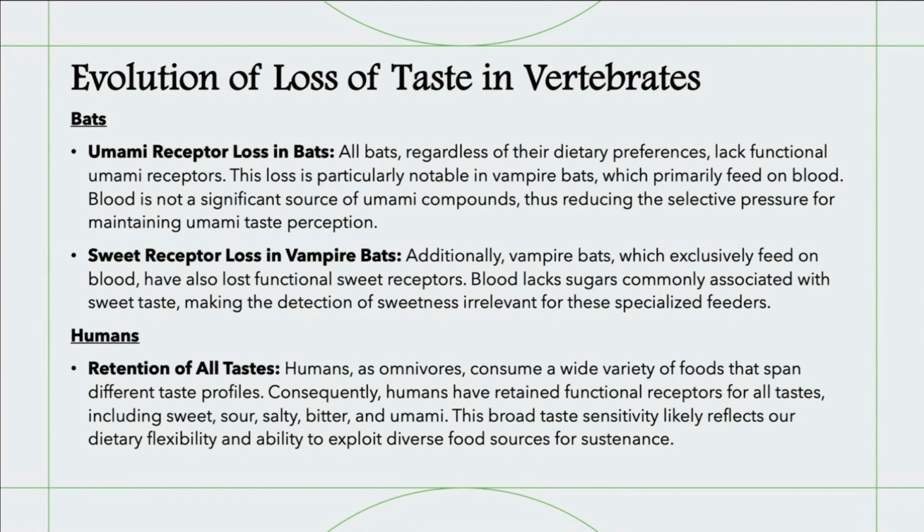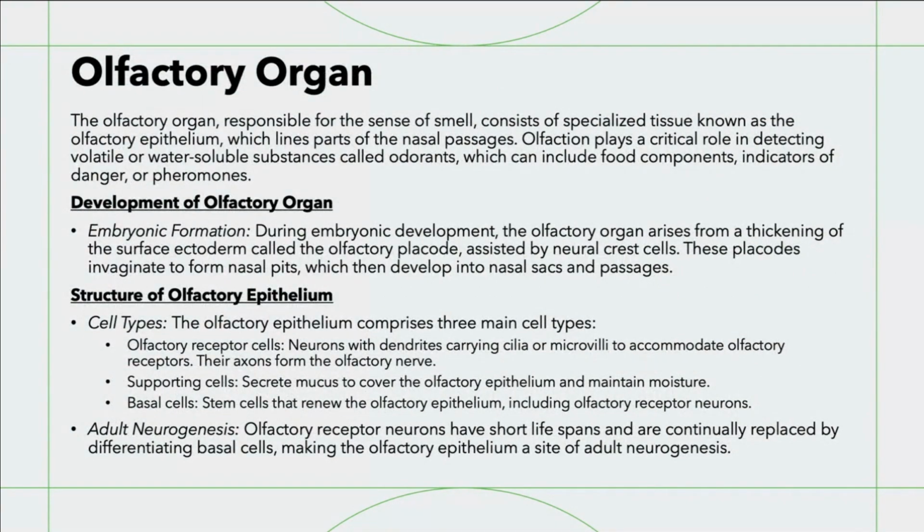Humans, as omnivores, we eat lots of different foods. We don't just eat meats, we also eat plants. And because of this, we have kept all our taste profiles. We've kept our sweet, our sour, our salty, our bitter, and our umami. Okay, and this all is as a result of the dietary preference that we have, or the foods that we eat.